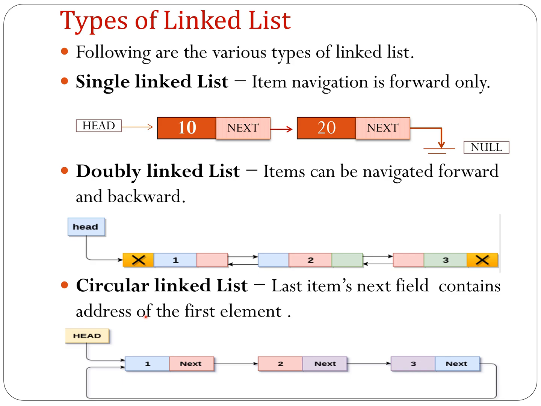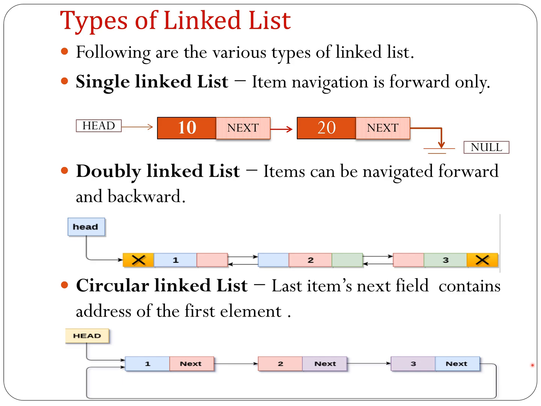A circular linked list is a unidirectional linked list. So you can traverse it in only one direction. But this type of linked list has its last node pointing to the head node. Suppose, considering this example, there are three nodes. The head node stores the address of the first node, that is nothing but this node. Then the second node stores the address of this node, the last node, the third node.